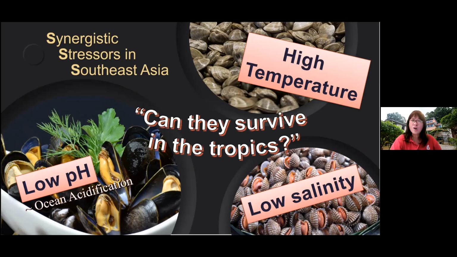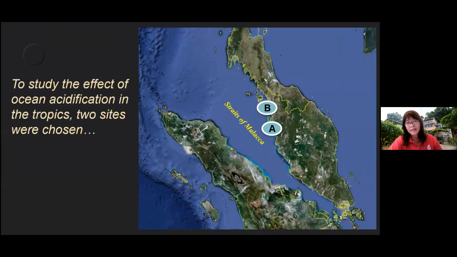These are all synergistic stresses in Southeast Asia, and it is actually very difficult to talk about just one stress in most of the research. And then the question here is, can they survive in the tropics? So from Thailand, presented by the first speaker, to the Philippines, now I bring your attention to the scenario in Malaysia. In order to study the effect of ocean acidification in the tropics, 2 sites were chosen.